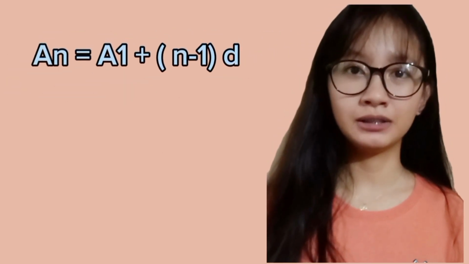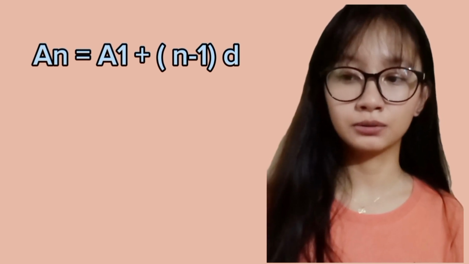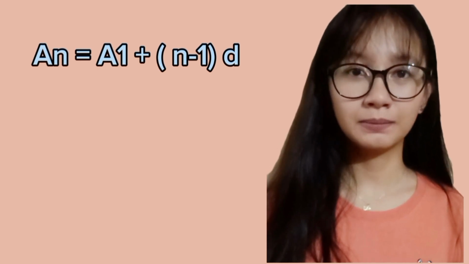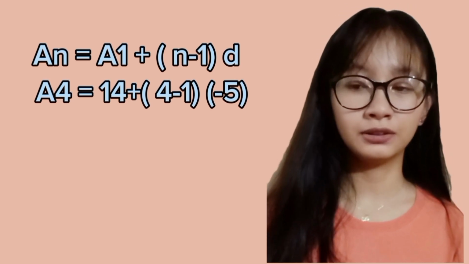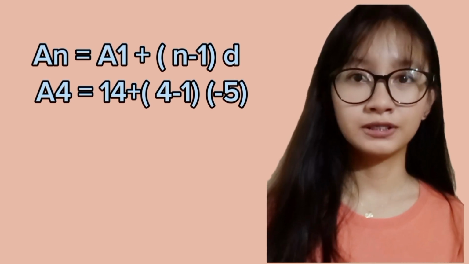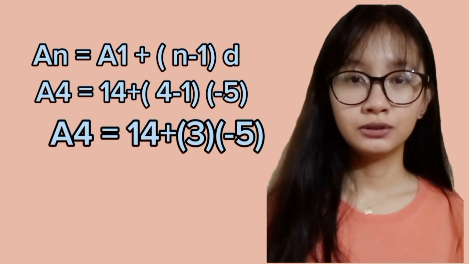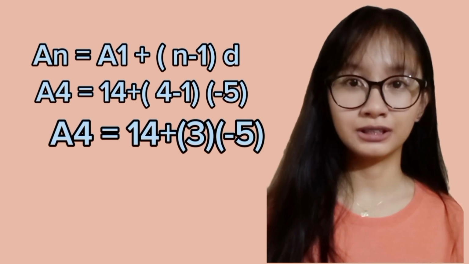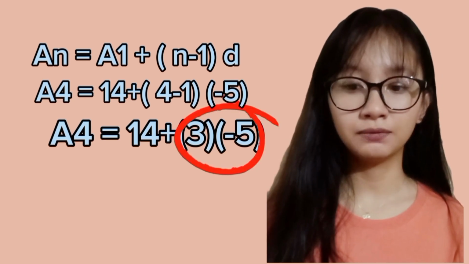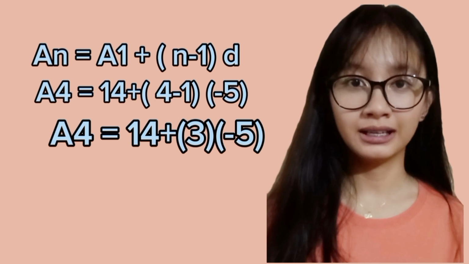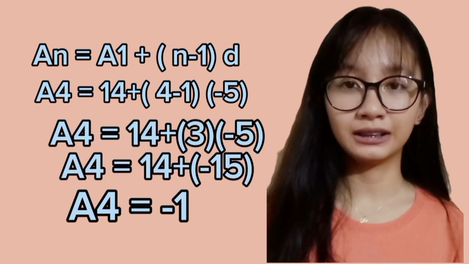Now let's proceed to the arithmetic formula. a sub n equals a sub 1 plus quantity of n minus 1 times d. Now let's substitute the given terms. a sub 4 equals 14 plus quantity of 4 minus 1 times negative 5. First, we subtract 4 minus 1, and the new equation will be 14 plus 3 times negative 5. After that, we multiply 3 times negative 5. So the last equation will be 14 plus negative 15. Now, our a sub 4 is negative 1.